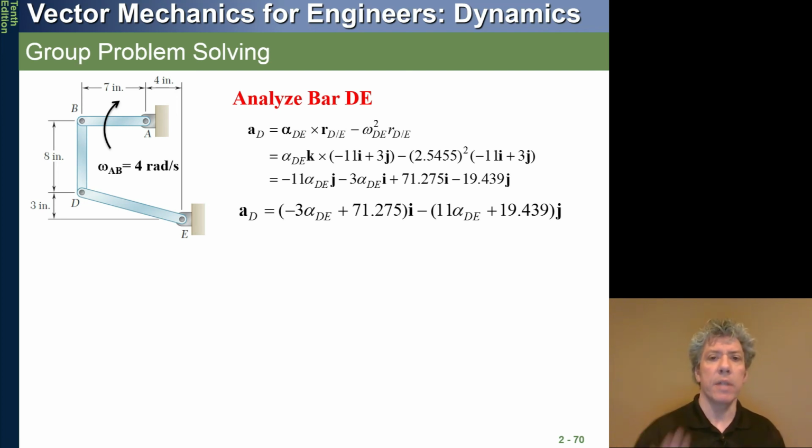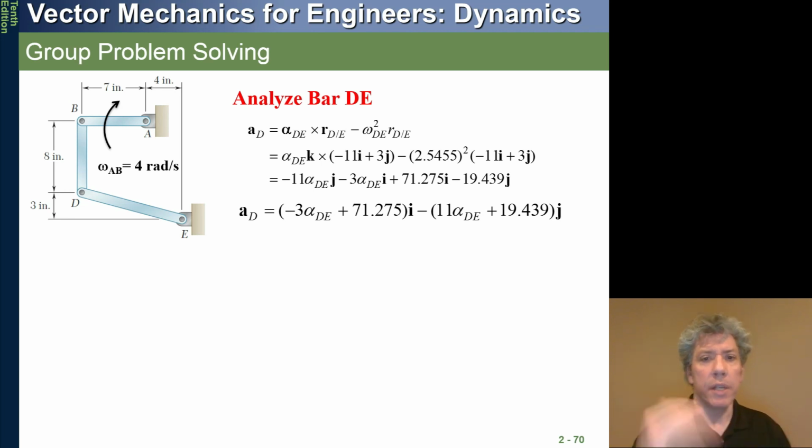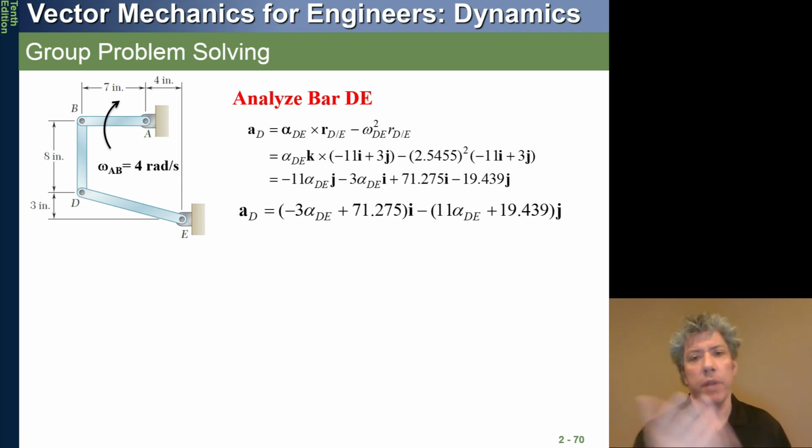Taking K, which is out of the board, crossed with I, you point your hand in the direction of K, which is out of the board, and then rotate your fingers that are pointing in the K direction through the smallest angle to get to I, and whatever direction your thumb points, that's the resulting cross product. Well, that's a positive J. So on the next line, they write negative 11 alpha dE J. I thought it was positive J. Where'd that negative come from?